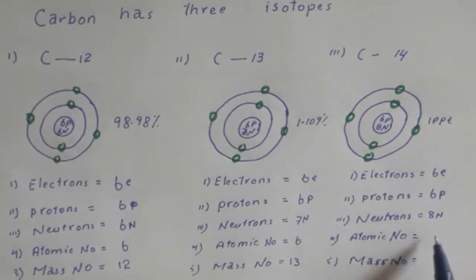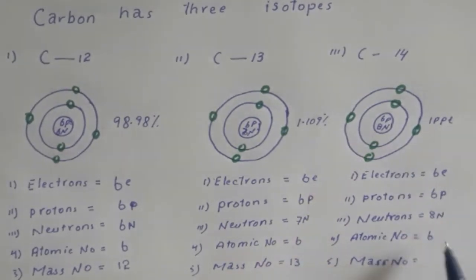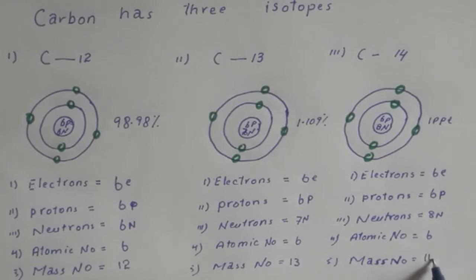So atomic number is the number of protons or electrons, so its atomic number is 6, while mass number is the sum of protons and neutrons, so 8 plus 6 is equal to 14.